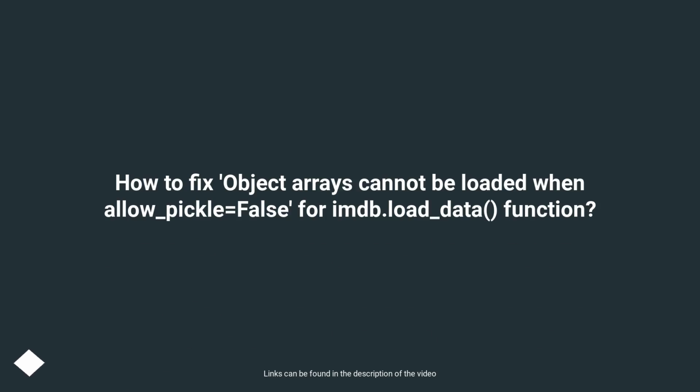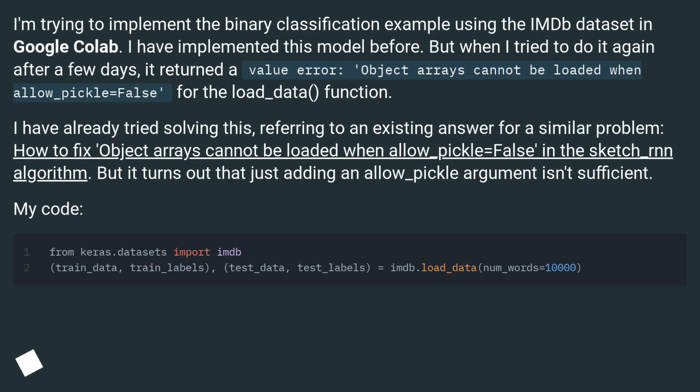How to fix "object arrays cannot be loaded when allow_pickle equals false" for the imdb.load_data function. I'm trying to implement the binary classification example using the IMDb dataset in Google Colab. I have implemented this model before, but when I tried to do it again after a few days, it returned a ValueError: object arrays cannot be loaded when allow_pickle equals false for the load_data function.